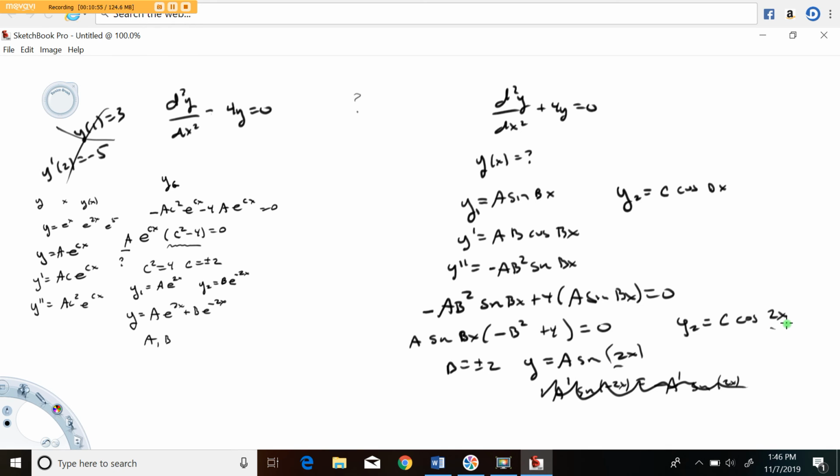You notice this value ended up the same. They're not exactly the same functions, one's a sine and one's a cosine, but the number in front of the x here would have ended up the same either way. And our general solution of this equation is the sum of the two, a sine of 2x plus some constant c cosine of 2x.